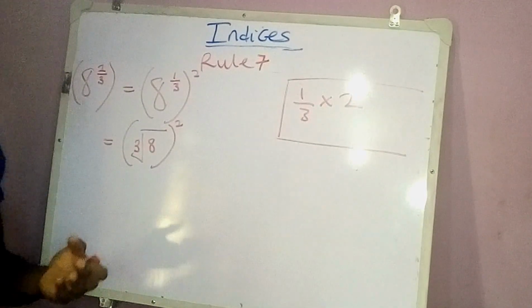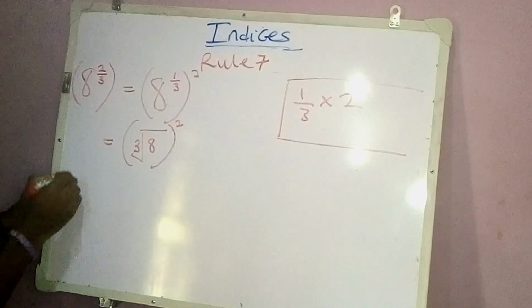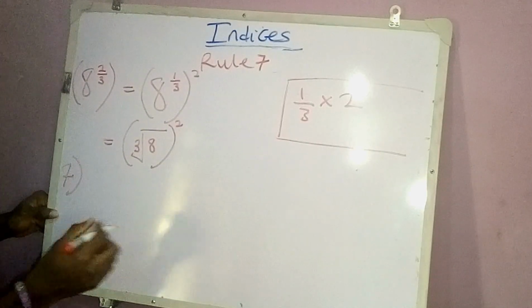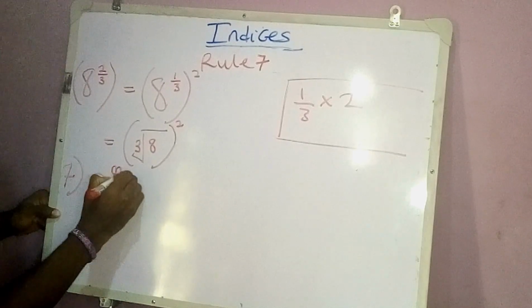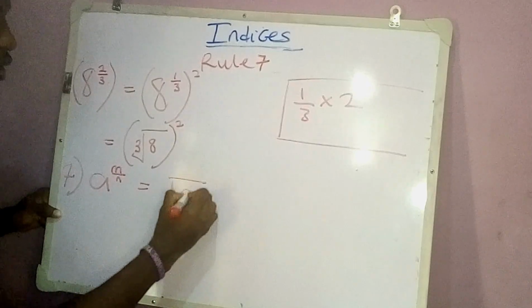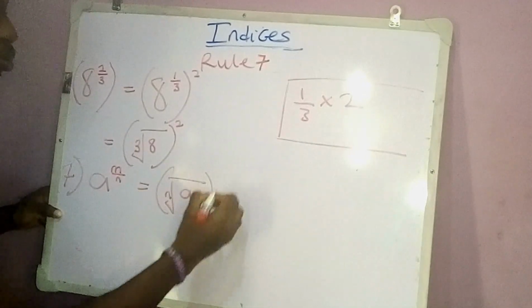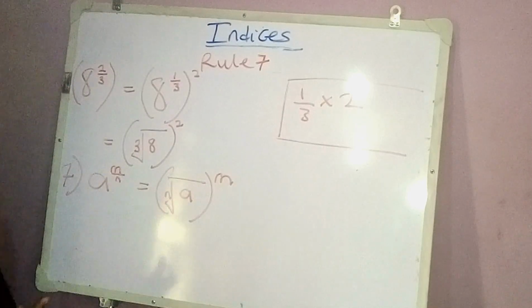Now, this brings us to rule number 7. Rule number 7 states that if I have a raised to the power of m all over n, it is the nth root of a, all raised to the power of m. And this is your rule number 7.